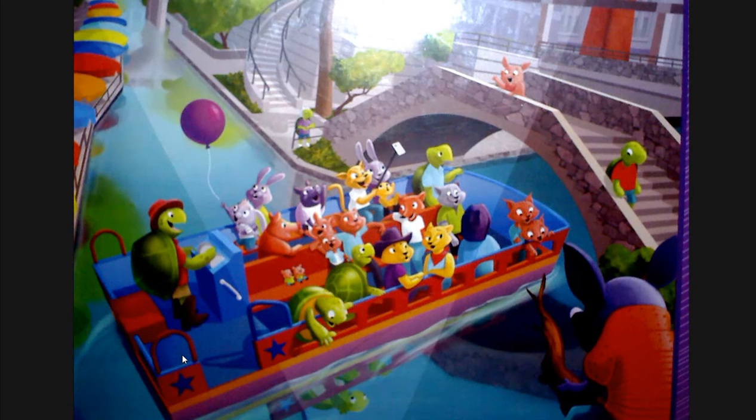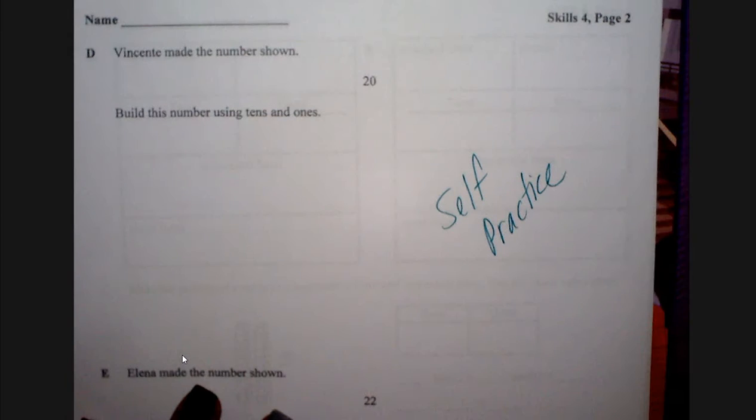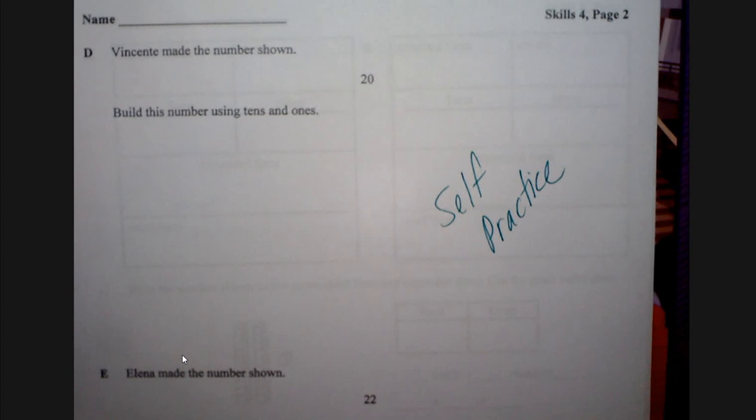The students did D and E on their own. So this one will be self-practice. So just monitor. And if they need to go back to the other pages just for reference, that is fine with me.